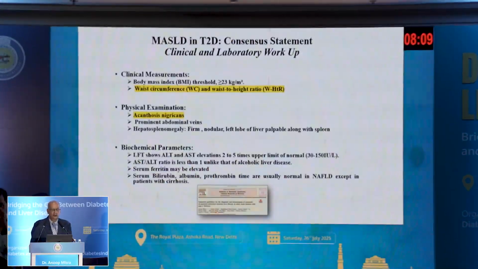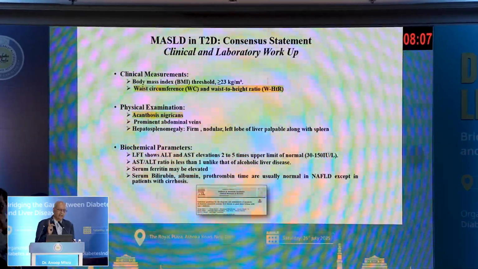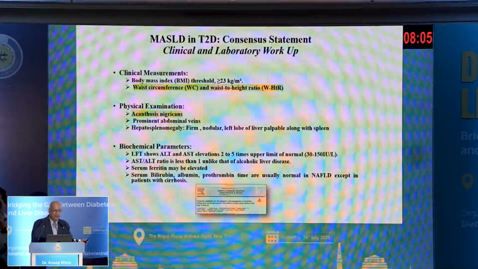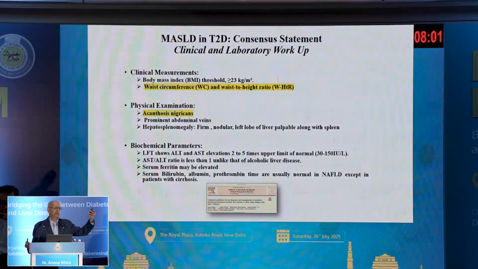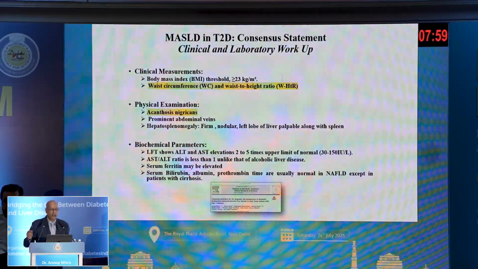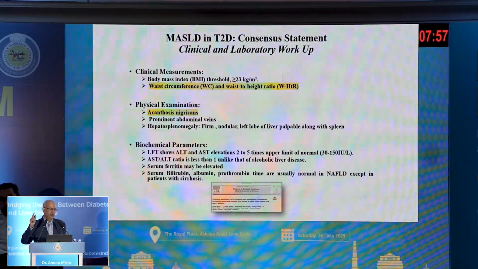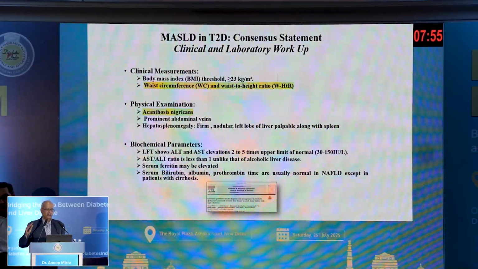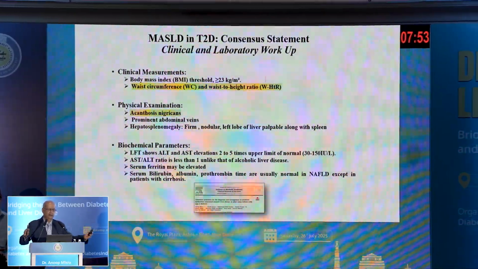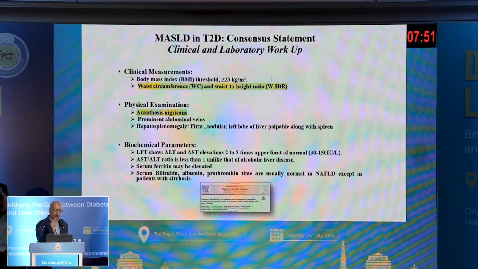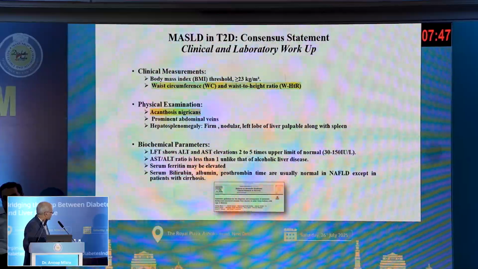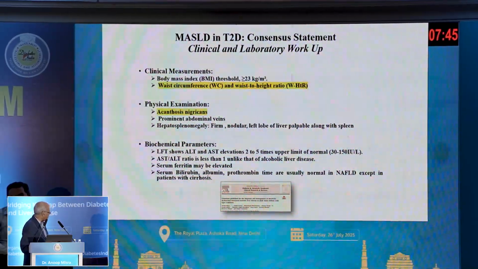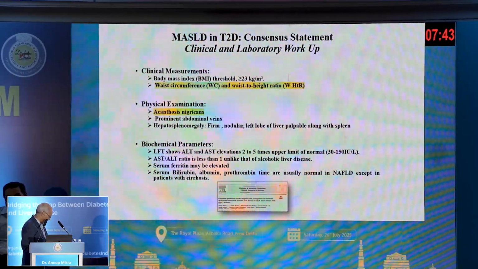Physical examination, extremely important to notice acanthosis nigricans. And what I am seeing is many patients have been referred to me from various other hospitals, or 10 more people have seen them, and none of them have actually mentioned acanthosis nigricans, while the patient has severe acanthosis nigricans. Most important clinical examination. And then of course abdominal examination and biochemical parameters, transaminases and things like that.